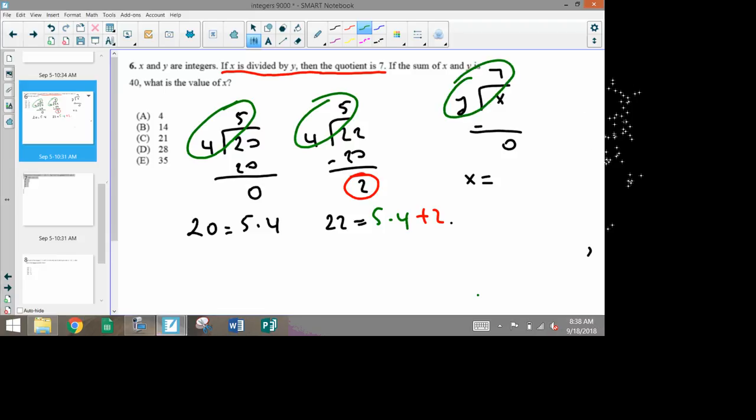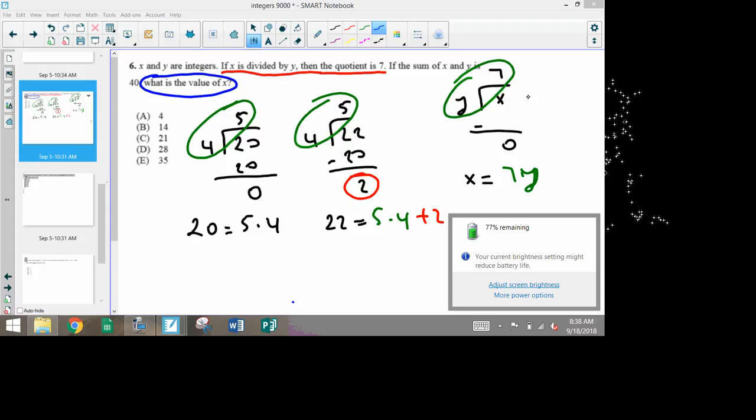As you see, I'm going to do the same thing. 7 times y plus 0, because 0, I don't have to write it, plus remainder. x divided by y, then the quotient is 7. So there is one more equation here. What is the value of x? The question is this, circle the question.